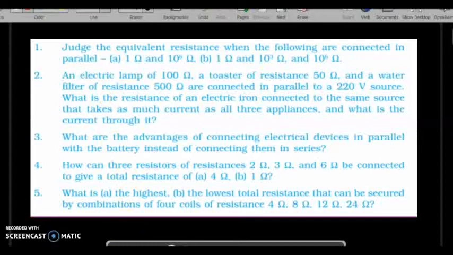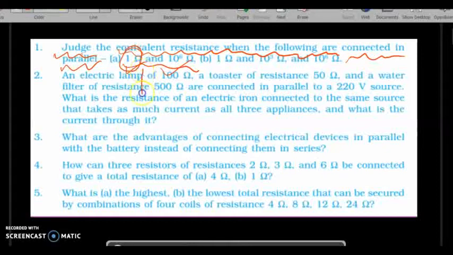Follow carefully, children. I want your attention here. You just have to tell the answer. Judge the equivalent resistance when the following are connected in parallel. We know well that in a parallel connection, the effective resistance will be less than the least of the resistances of the combination. In these two, which is the least? This is 1 ohm and that's 10 power 6 ohm. Naturally, 1 ohm is the least.